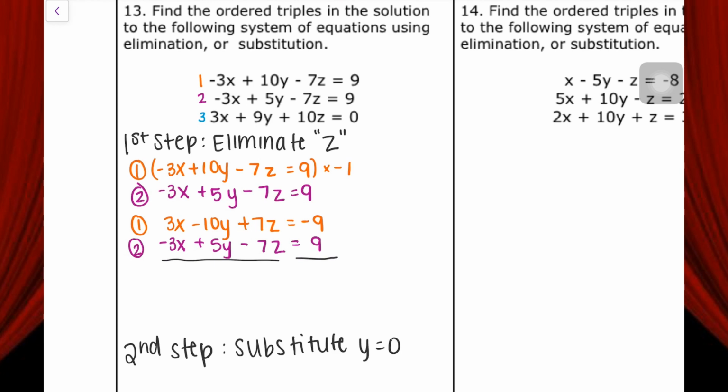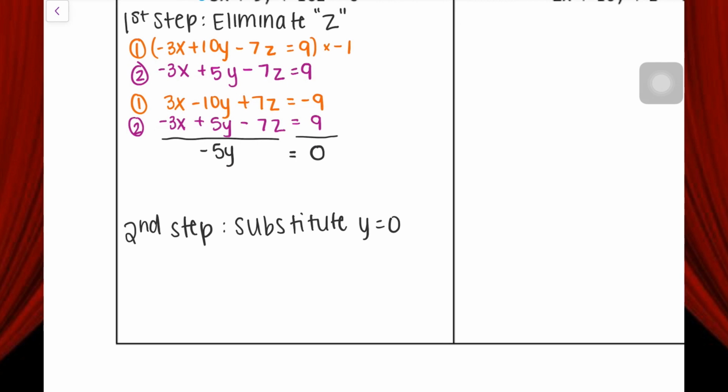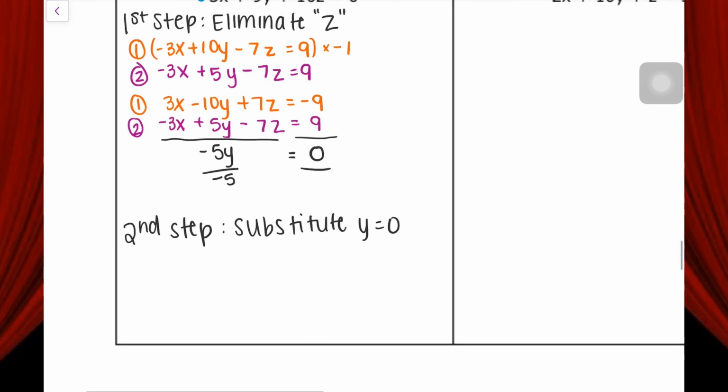So now you're going to add vertically down. So 3x minus 3x is 0x. You do not have to write anything because it equals 0. Negative 10y plus 5y is negative 5y. 7z minus 7z is 0z, so you do not have to write anything. Negative 9 plus 9 is 0, so you put 0. Last but not least, let's go ahead and solve for y. So you're going to divide both sides by negative 5, and y equals 0. Okay, so we figured out what y is.